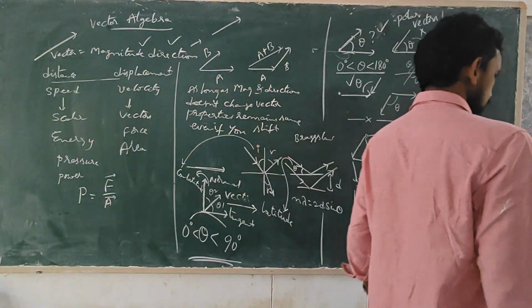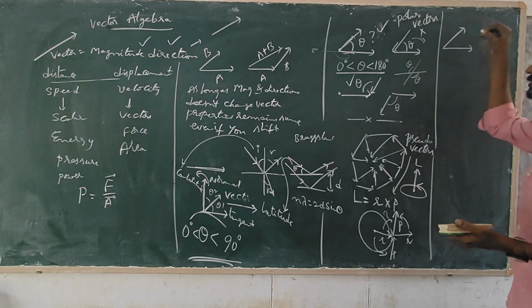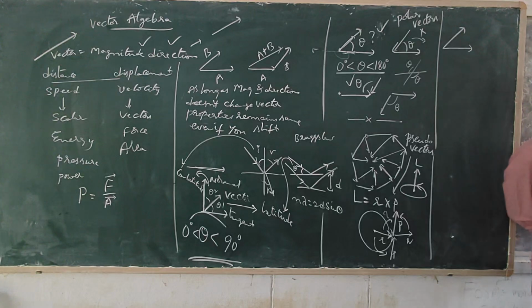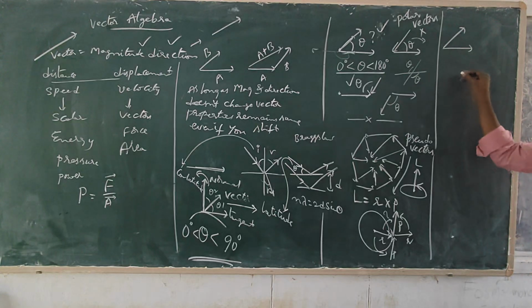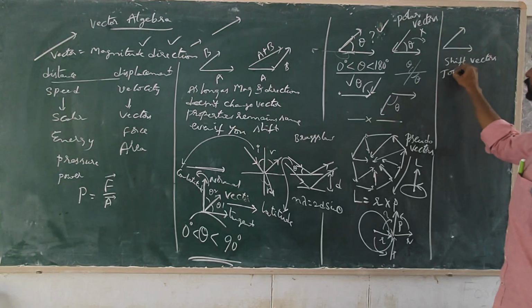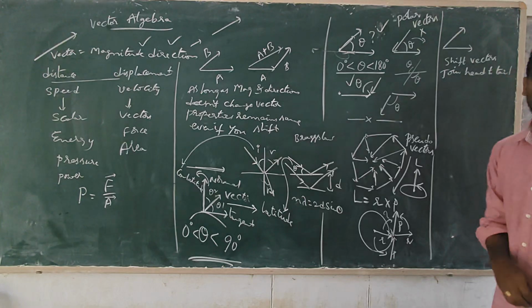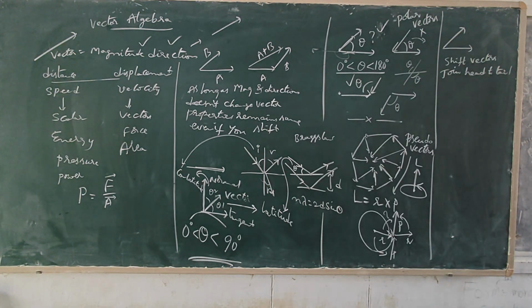Okay, so the next topic is addition of vectors. We have two laws: one is the triangle law, and the other is the parallelogram law for vector addition. When you try to add two vectors, what do you have to do? You have to shift the vectors and join them head to tail. Rule number one is shift the vectors. Join head to tail. Head to tail join cheyali.